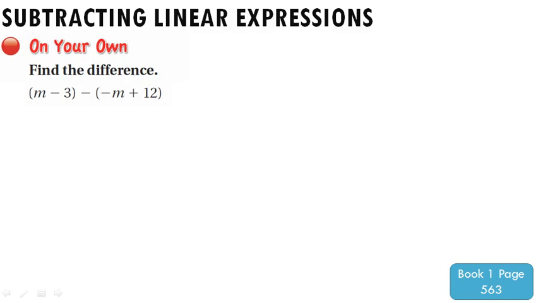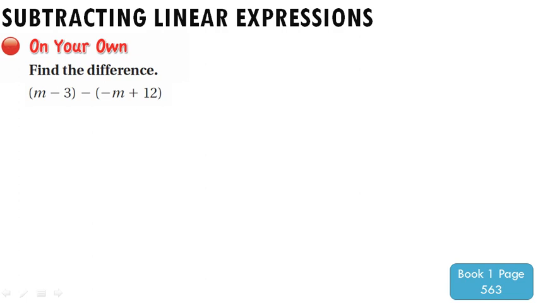Find the difference of m minus 3 minus negative n plus 12. Employ any method you wish, either solving vertically or horizontally. I'll be showing the vertical method of solving after you try this one on your own. Pause the video now to complete this question and then resume once you've completed the task to check your answer.